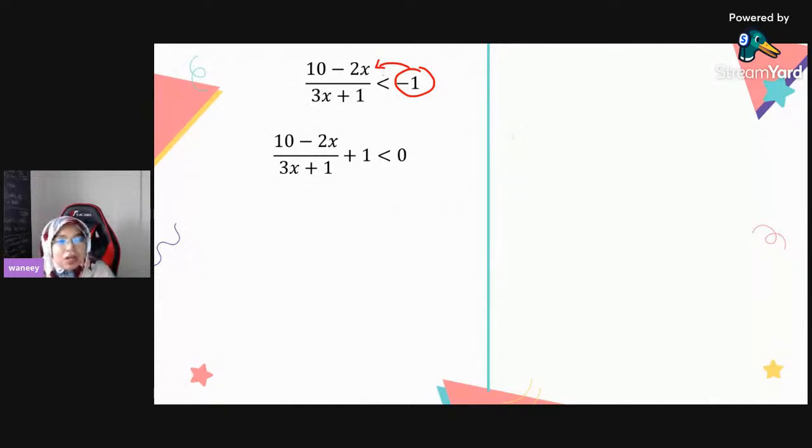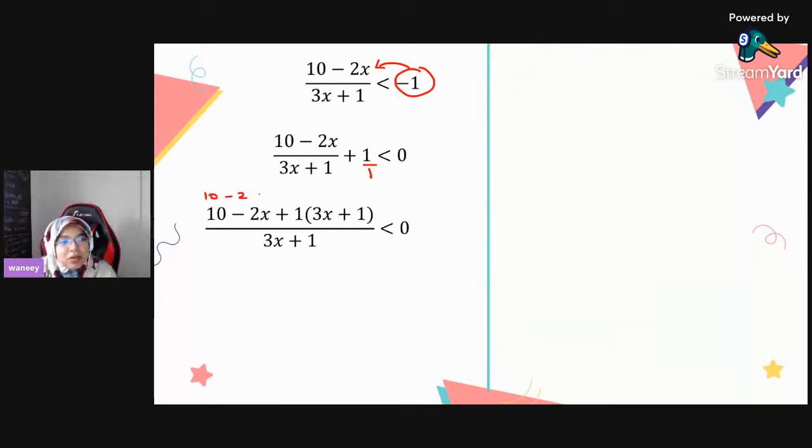And then of course we are going to have a common denominator. So kita akan samakan pun bawah. We are going to get 10 minus 2x plus 1 multiply with 3x plus 1 over 3x plus 1 less than 0. So this is 10 minus 2x plus 3x and then plus with 1. And then you simplify them a little bit. So negative 2x plus with 3x, so this is x. And then 10 plus with 1, so that is 11. So we got x plus with 11 over 3x plus 1 less than 0.